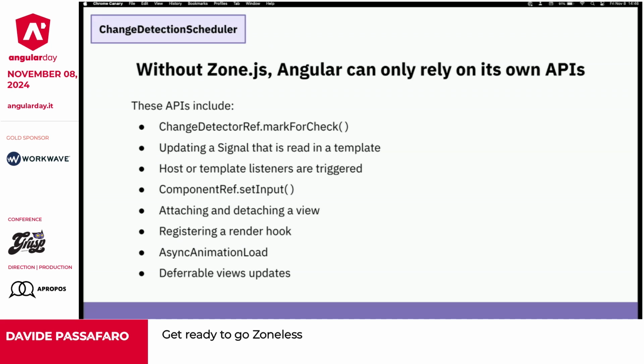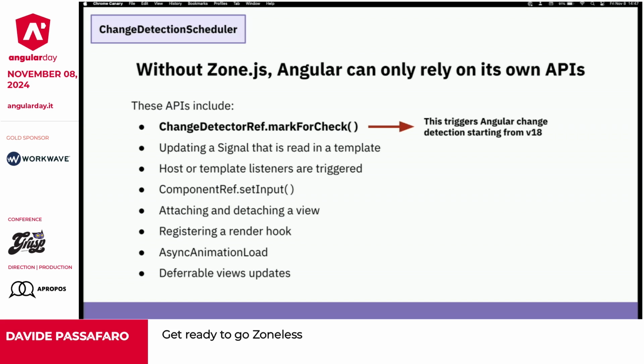So the change detection is triggered by markForCheck, the update of a signal that we saw before, when we use host listener, template listener, the setInput method, when we attach or detach a view, when we register a render hook like afterRender and afterNextRender, when we load some animations, and when we use the deferrable views that Giorgio showed us. And what is important to notice here is that there is the markForCheck.